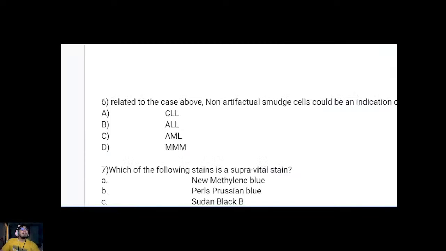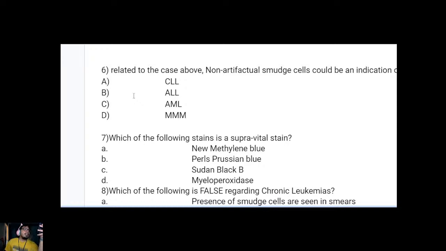Alright. Dito tayo nagkanda loka-loka, kasi biglang sumabog ang distribution ng mga may tamang sagot at maling sagot because of this one. Number 6. The case related above, non-artifactual smudge cells could be an indication of CLL, class.